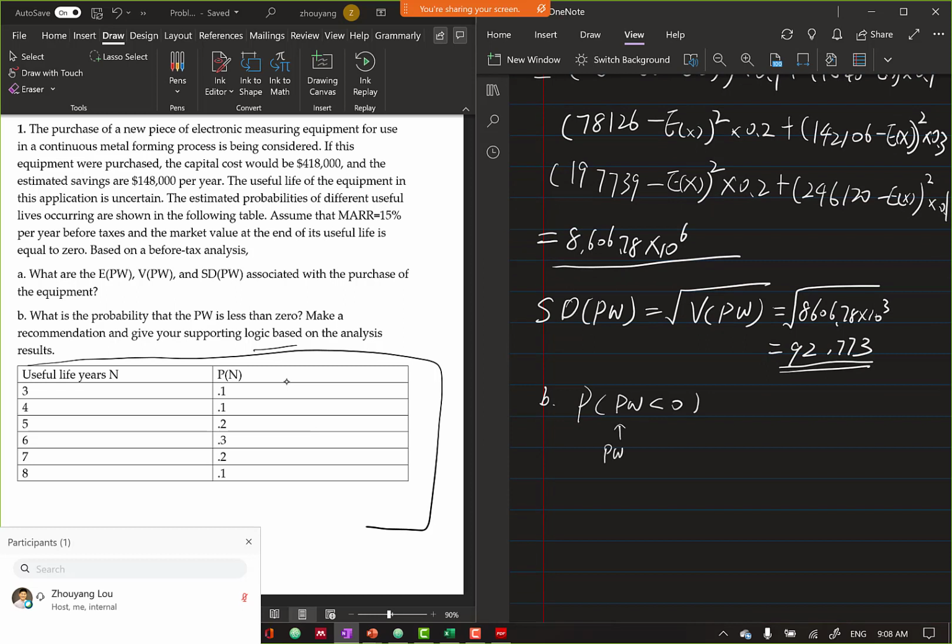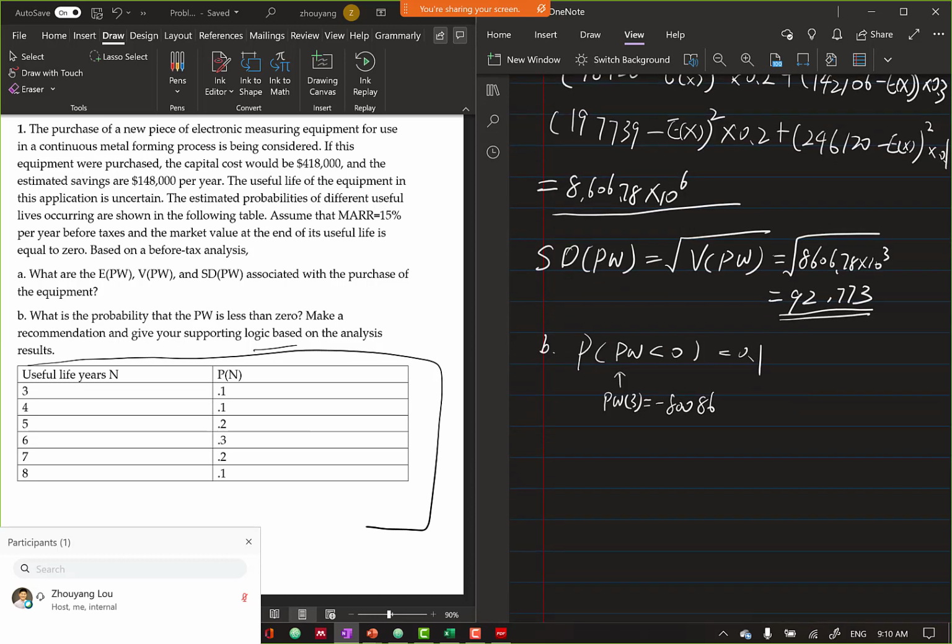Since the present worth for 3 years is a negative number, that corresponds to the first row, and we put 0.1 there. Very straightforward.